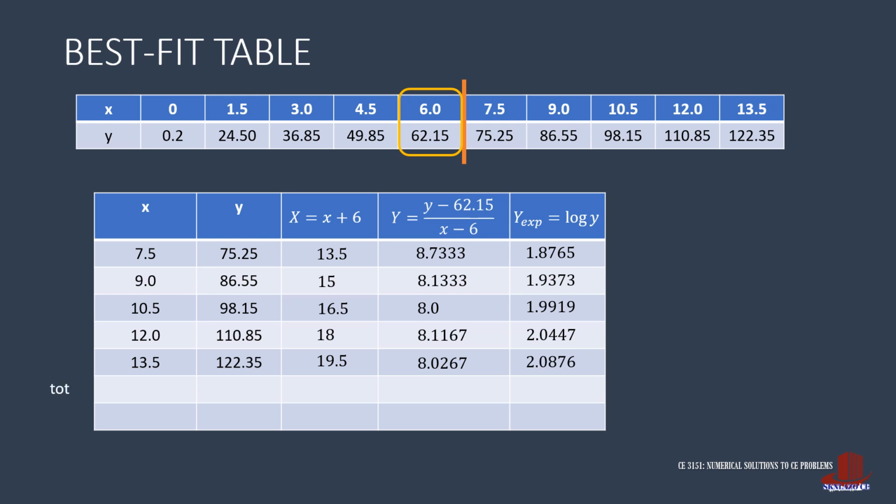Again, take the summation of values in each column, where x has 52.5 and y is 493.15. Capital X's total is 82.5, whereas capital Y is 41.01. And lastly is the exponent of y of 9.938 total.